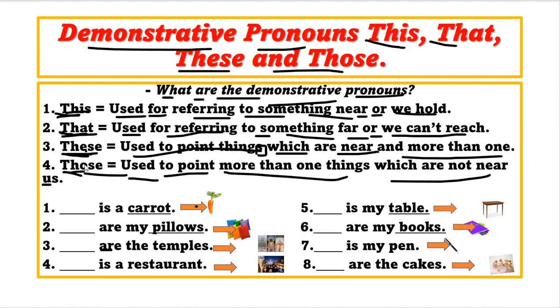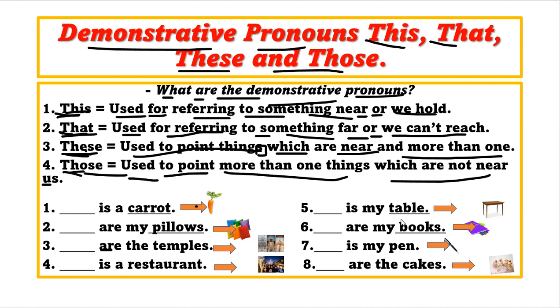Number 4: blank is a restaurant. This is only one restaurant, so we don't have S here, same with the temple, same with the pillows. We use the singular verb, which is is. What do you think the answer is? You can choose this and that. That, because it's far away and you cannot touch it.